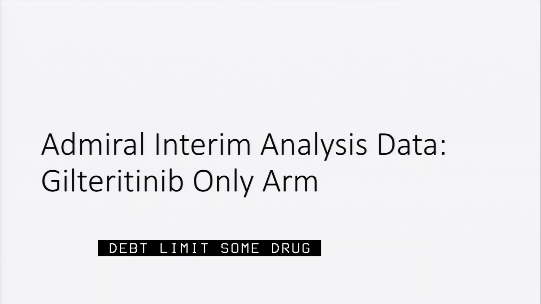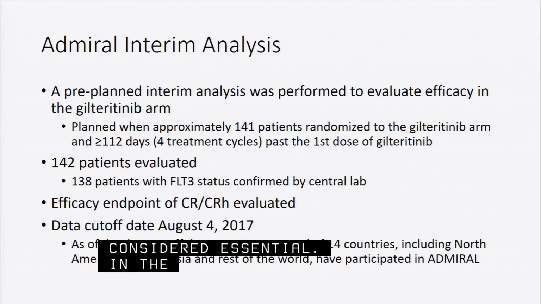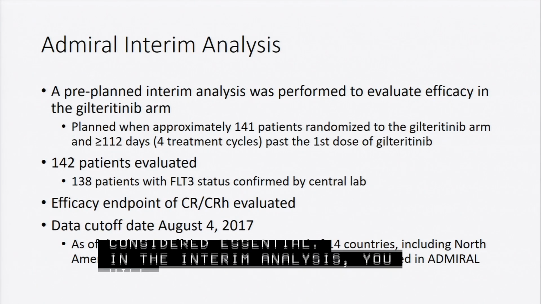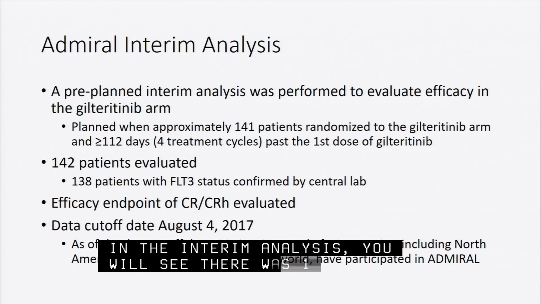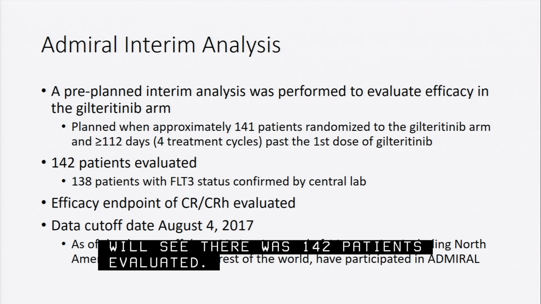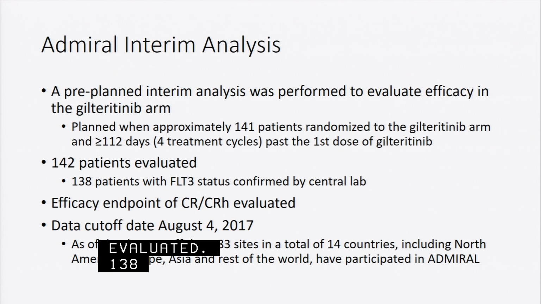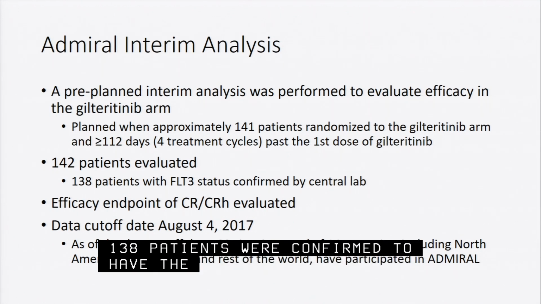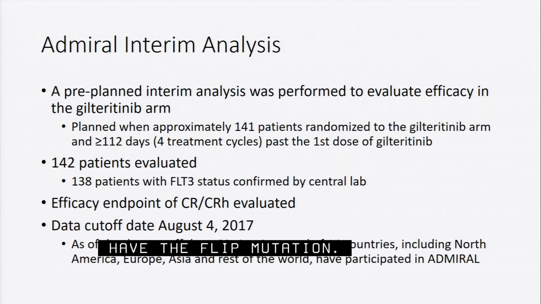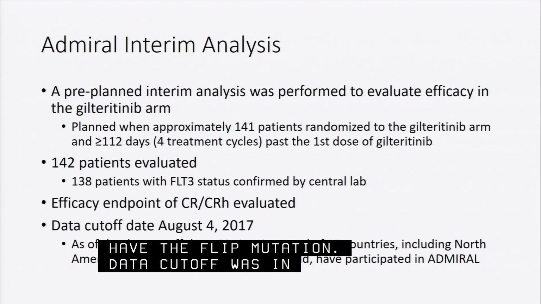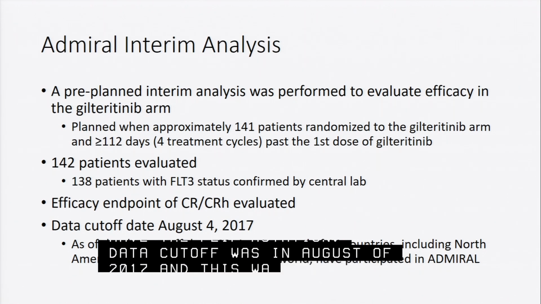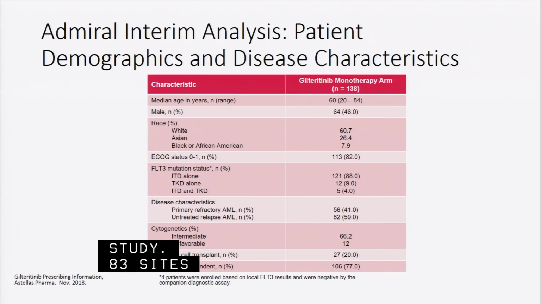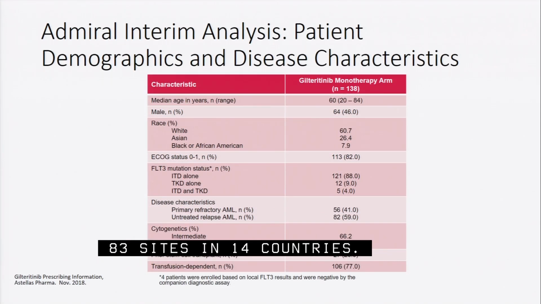So in the interim analysis, which looked at the gilteritinib-only arm, you'll see that there were 142 patients evaluated. 138 of those patients were confirmed by central lab to have the FLT3 mutation, and then we evaluated the CR and the CRh endpoint. The data cutoff was August 4th, 2017, and this was truly a global study: 83 sites in 14 countries, America, Europe, Asia, and the rest of the world. So we'll see that reflected in the demographics.